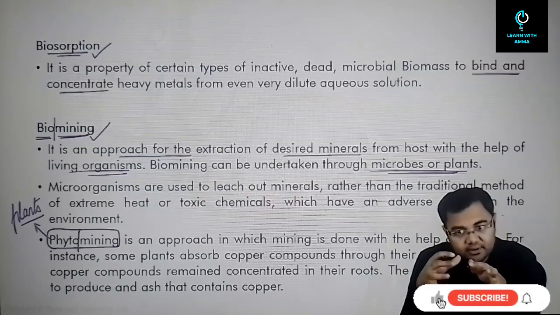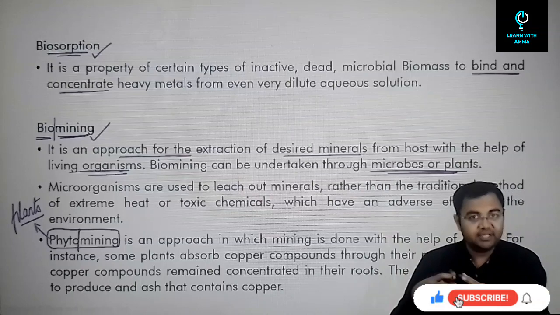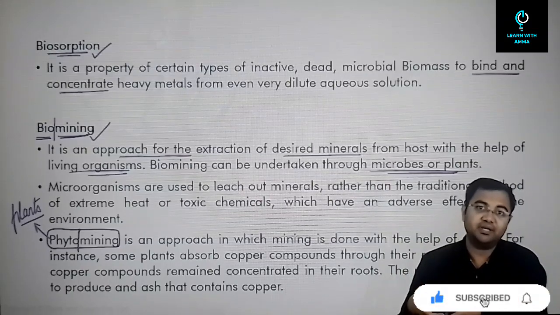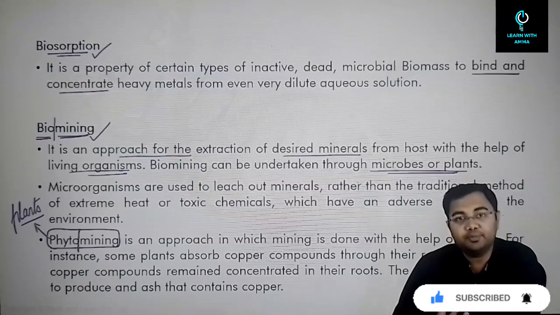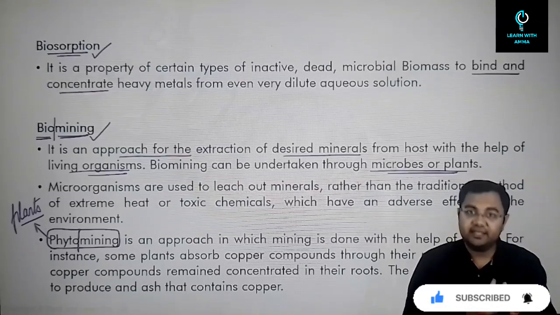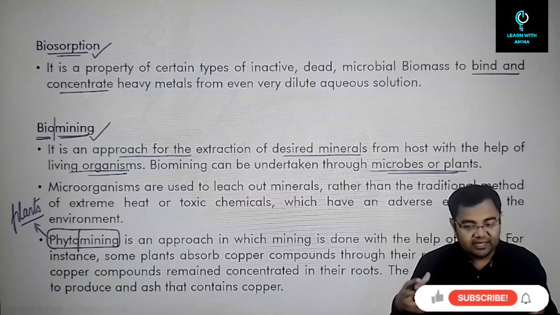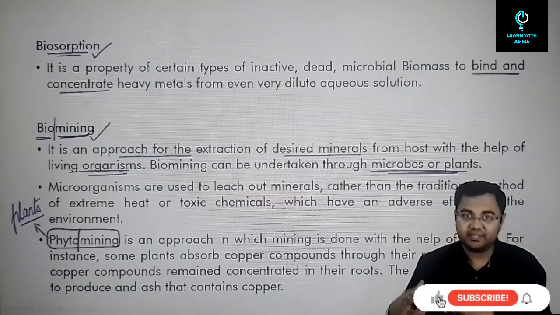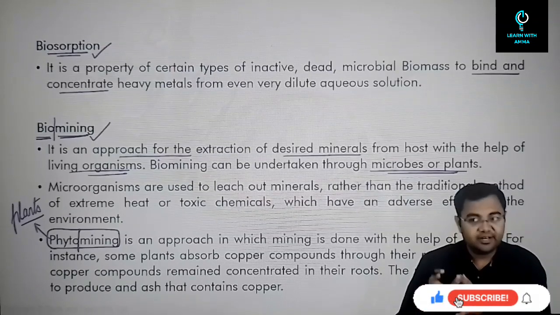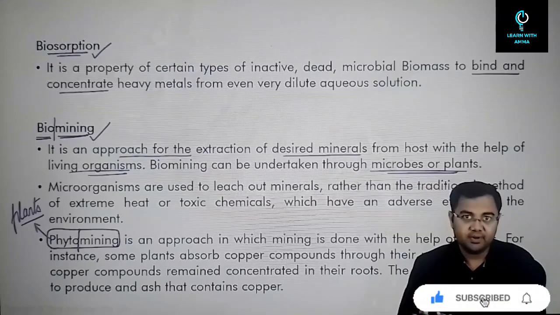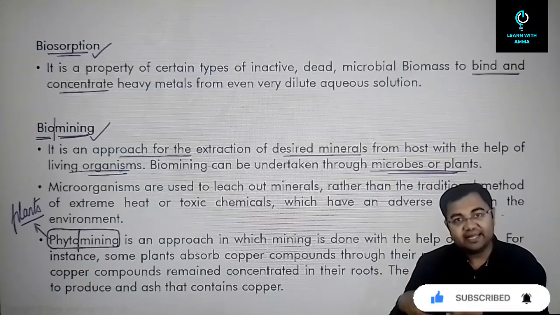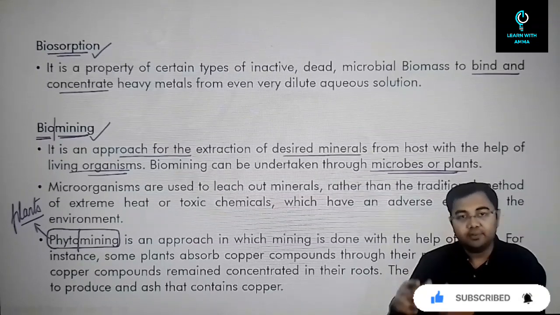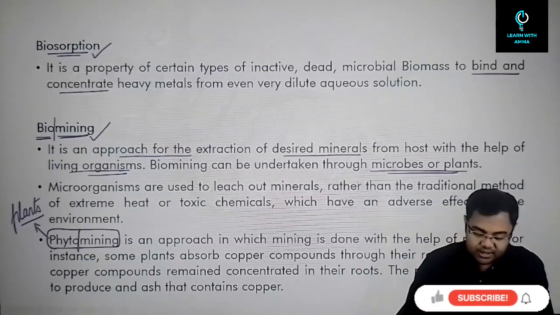And then after that, these roots can be taken away and these roots can be burnt, and from the ashes we can collect these metals. So for example, copper. In case of copper, many a times if copper is present in the soil, the roots of the trees will collect copper along with the minerals and other nutrients, and this copper will remain in the roots. When the roots are taken away, the roots will be burnt. From the ash, copper will be collected. So this is what is done.